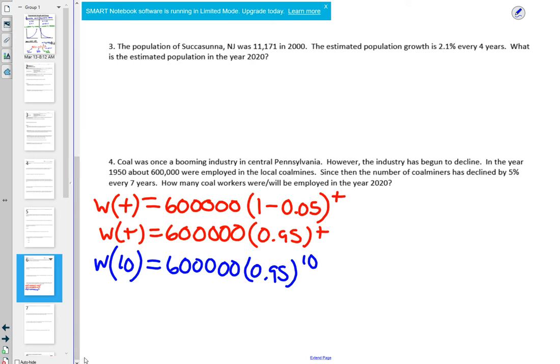From this point, I would just use a calculator. If you're really good with it and you can type it in all at once, that's fine.